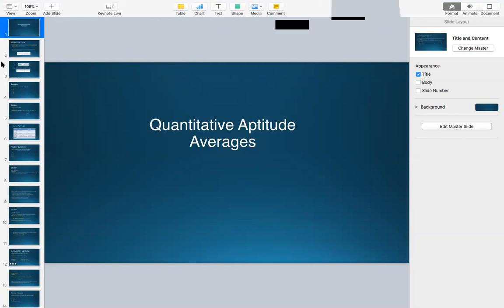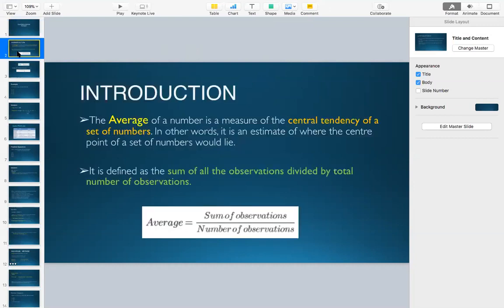Thanks for the response. So the average of a number is a measure of the central tendency of numbers. In other words, it is an estimate of where the center point of a set of numbers would lie, right? If we have multiple numbers, it gives us a rough estimate of where the center point would lie.